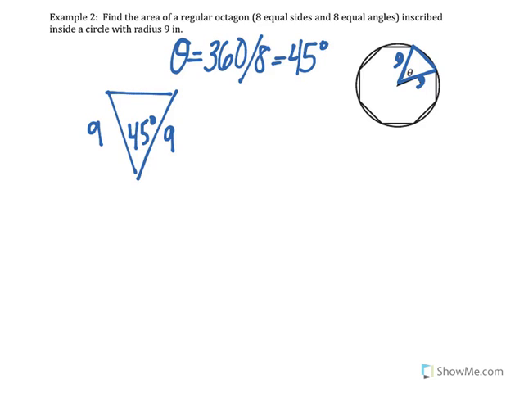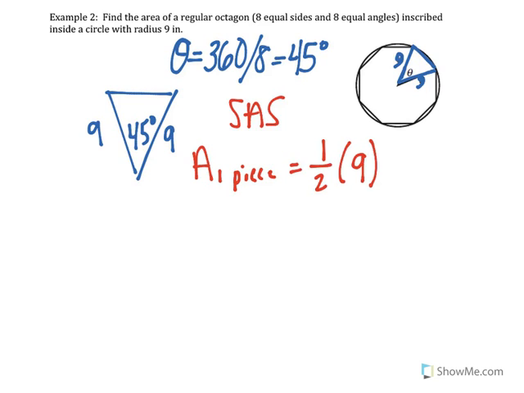Okay? So what are we going to do? We know that if we find the area of one little triangle, one little slice, we can multiply it by 8 and get the area of the whole thing. So I'm going to use the SAS formula to find the area for one triangle. And what is that? 1/2, the two sides, 9 times 9, times the sine of the angle in between, which is 45 degrees.